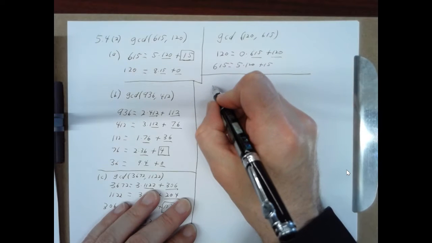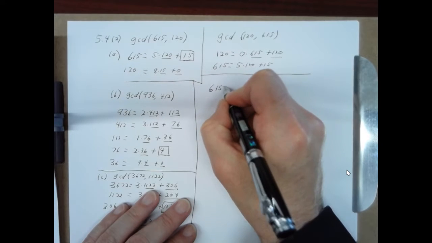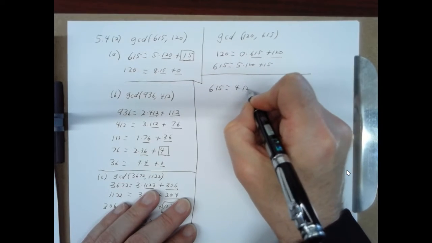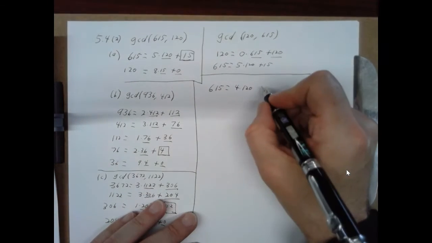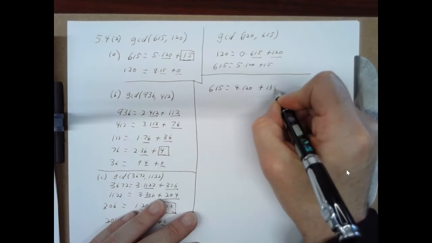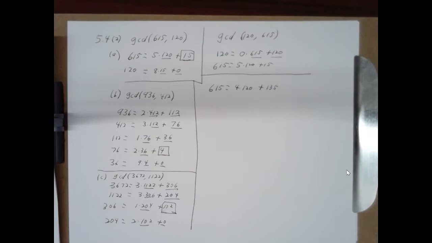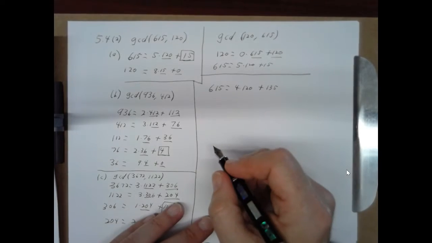And even if you mess up, let's say that we think 120 only goes in 4 times. So it's 4 times 120 plus 135. I don't know if this works or not. I've never tried this. Maybe it doesn't work. It doesn't work. All right. But that's weird.